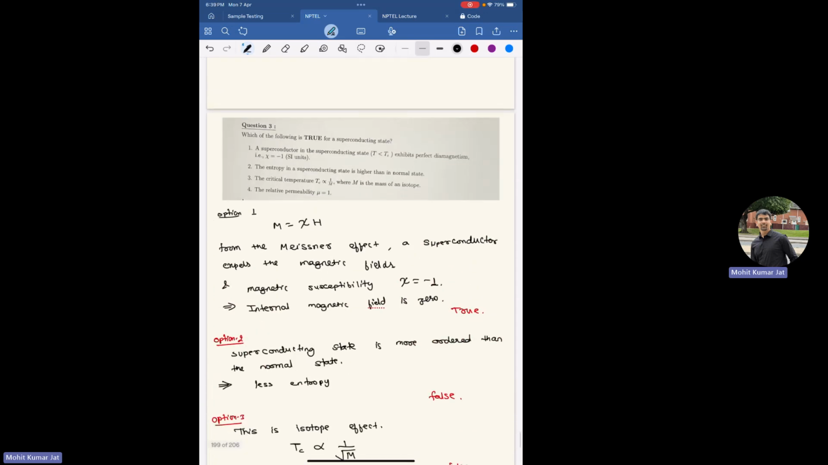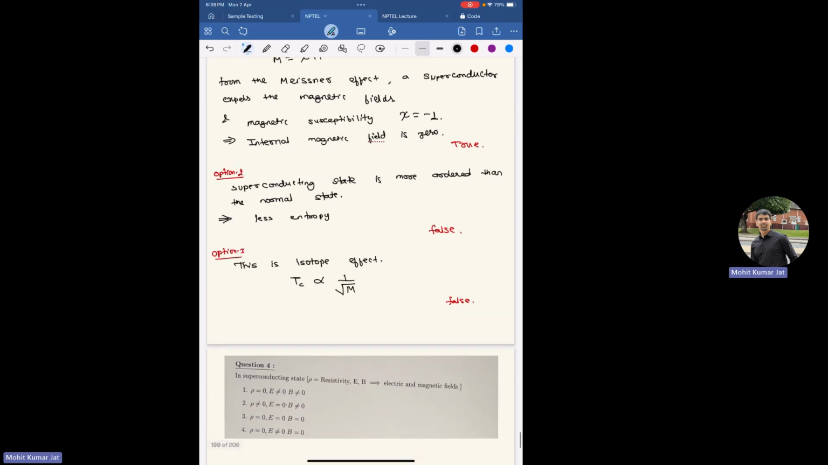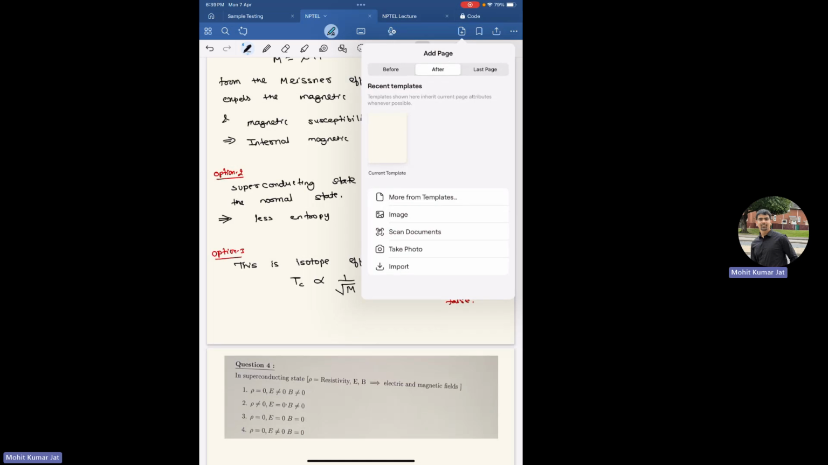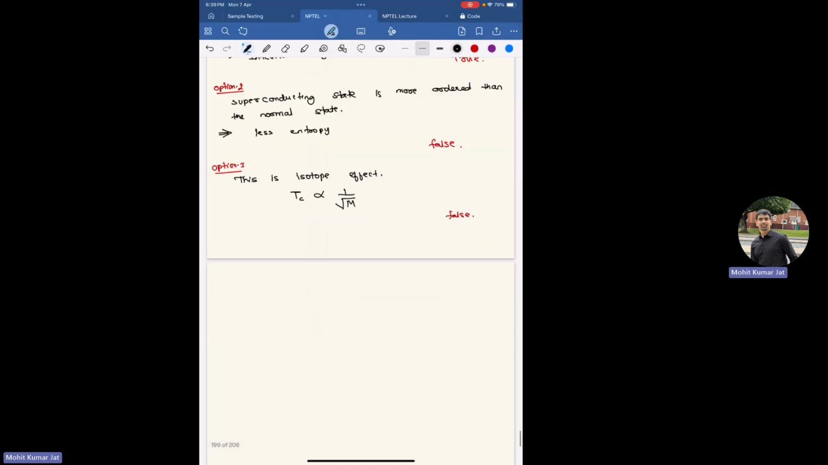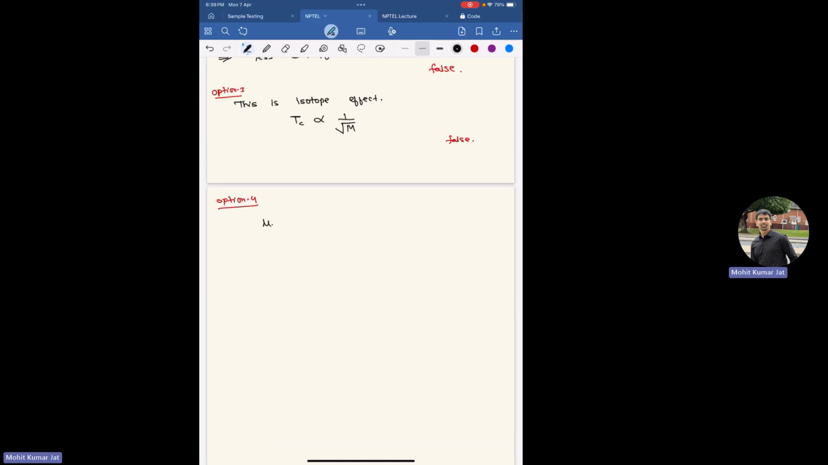The relative permeability mu is equals to 1. Okay, let's just see how chi and mu are related, and then we'll be able to address this one. So option number 4, we know that mu r is equals to 1 plus chi, right?